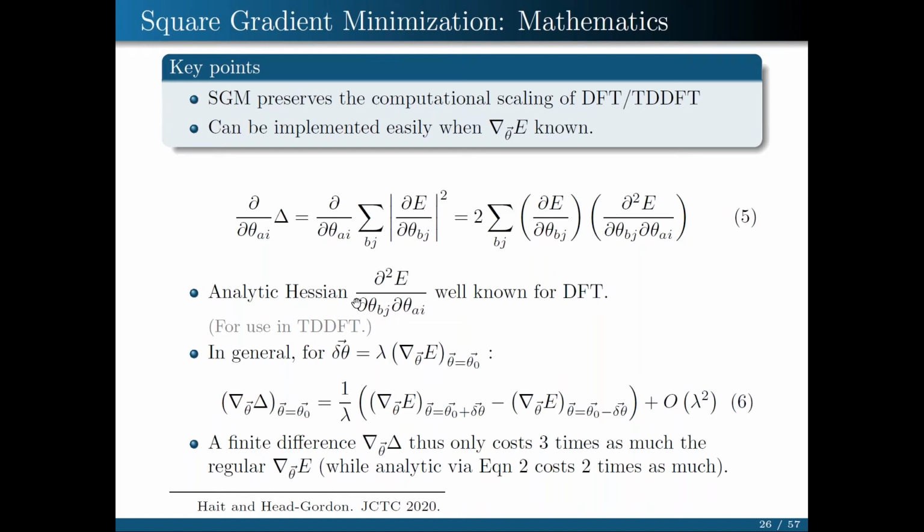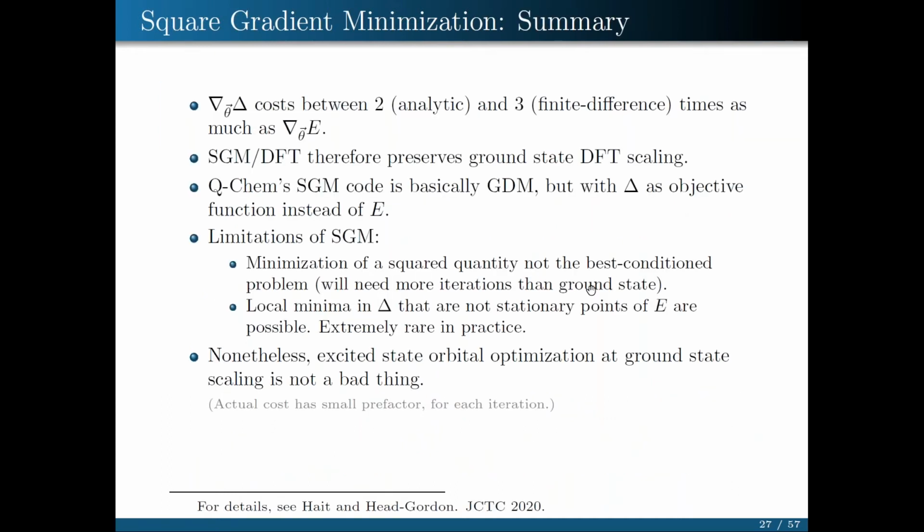Now, the analytic Hessian is often quite well known for DFT because it's used for TDDFT. But even if for some arbitrary quantum chemistry method this analytic Hessian is unknown, the gradient of delta can be computed via finite differences from the gradient of energy by evaluating the gradient of energy at 3 points, as shown in equation 6. So the cost of evaluating the gradient of delta is between 2 to 3 times as much as evaluating the gradient of energy. And therefore, the ground state GDM DFT scaling is preserved.